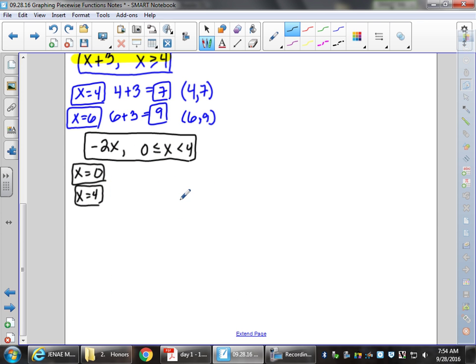Go ahead and find your ordered pairs. Yes. Fantastic question. We're going to come to that when we start to graph it. So everybody remember what Jasmine just asked. She said, how can it be 4 if it's strictly a less than relationship? Fantastic question. We'll come to it in a second.